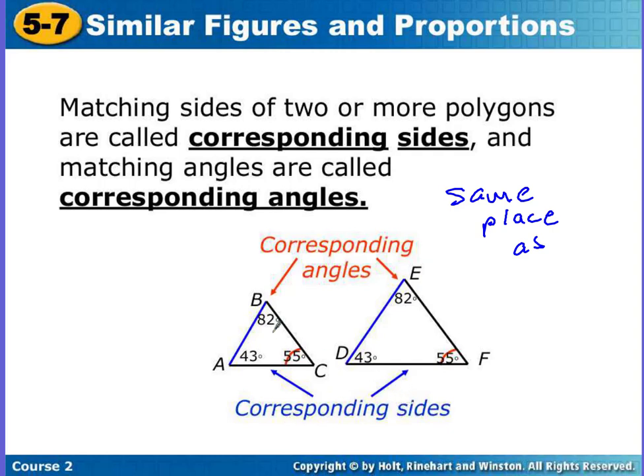Now, corresponding angles are the angles in the same place on the 2 different figures. So angle B is 82 degrees. Well, its corresponding angle is angle E because it's in the same place as angle B just on this figure. And you'll notice that the corresponding angles have the same measure, because the next 2 conditions are very important when we're dealing with corresponding sides and angles. We'll talk about that in just a moment.